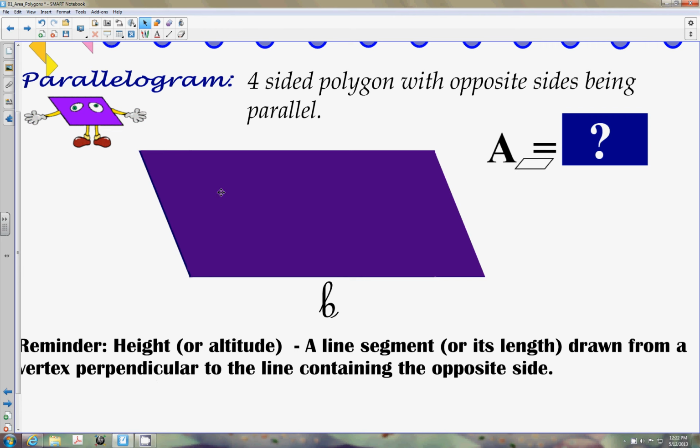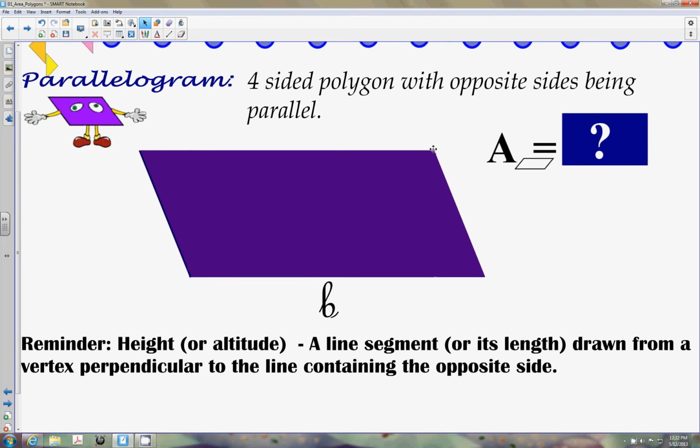Okay, so where is the height here? We have to start from a point. So that's what a vertex is. We have to start from a point. We have to go straight down, making a 90-degree angle with the opposite side. So I can draw it here. I can draw it here.